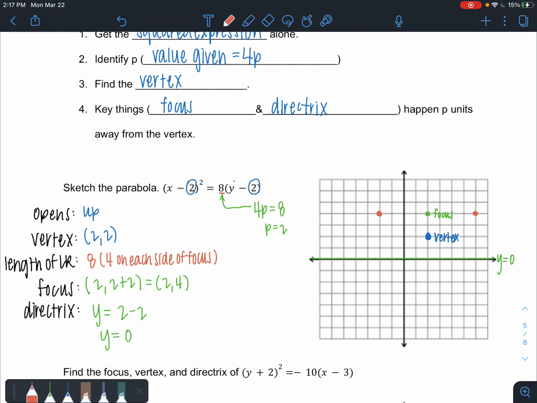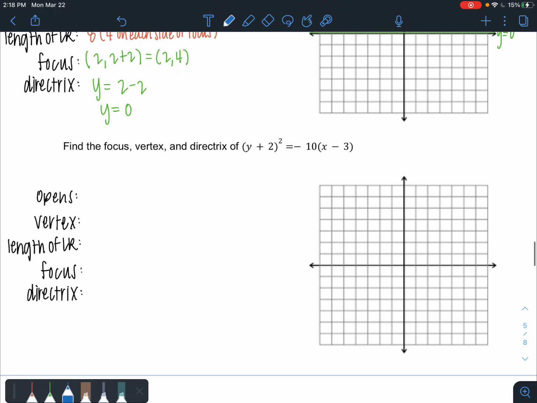Okay, so then we want to graph our parabola, and we're going to have those points go through the directrix. So we don't have to plot any other points because we plotted the directrix, the focus, and the latus rectum. All right, let's do one where we have y equals.